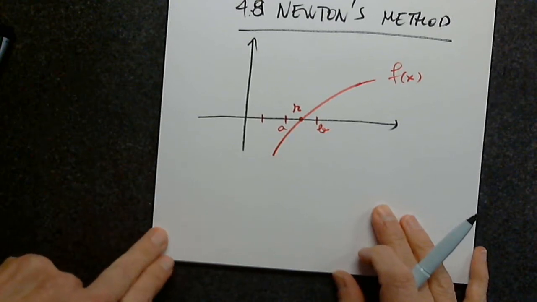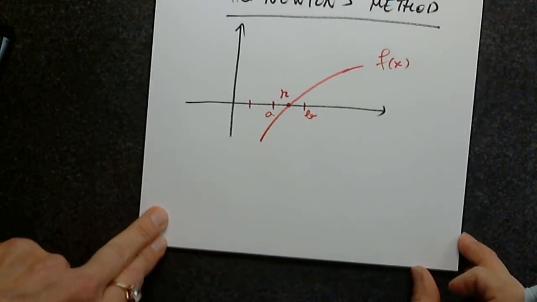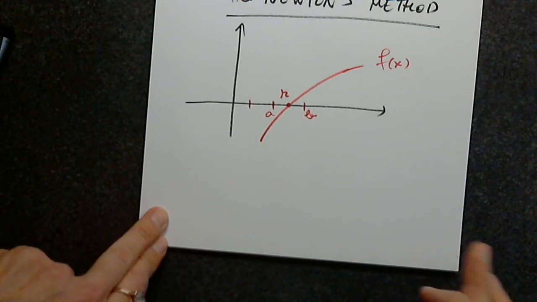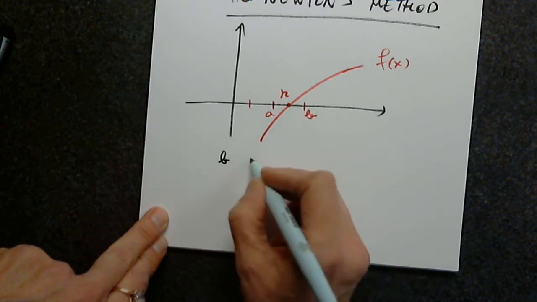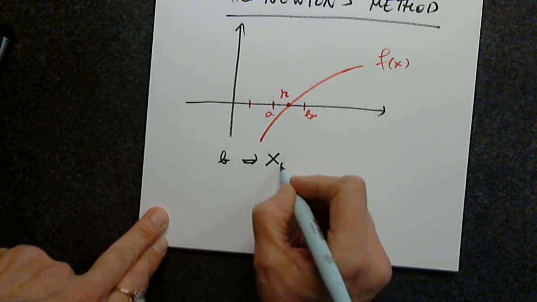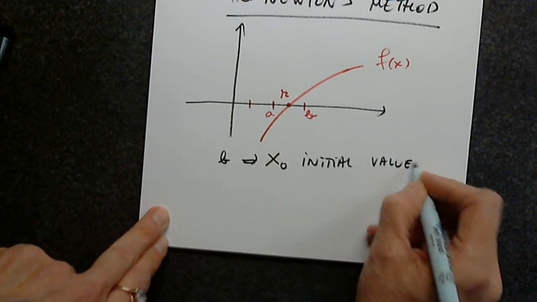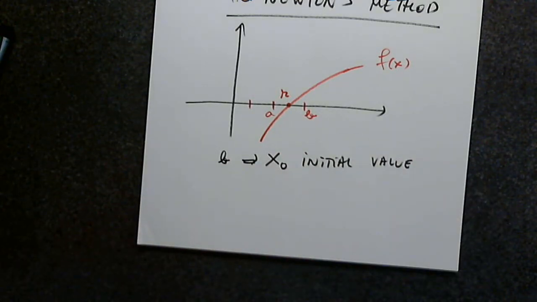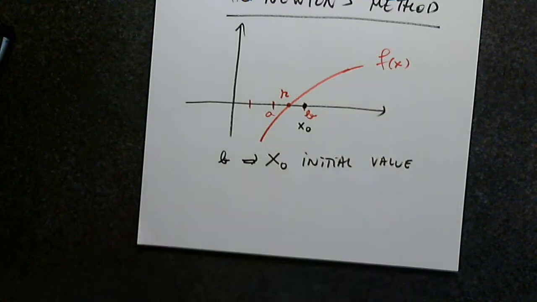Let's suppose I start somewhere. It's an algorithm, a step-by-step procedure. So let's suppose I start somewhere, and let's suppose the starting point is B. I will denote B by x0, the initial value, or initial starting value. So that's my starting point right here. This is my x0.